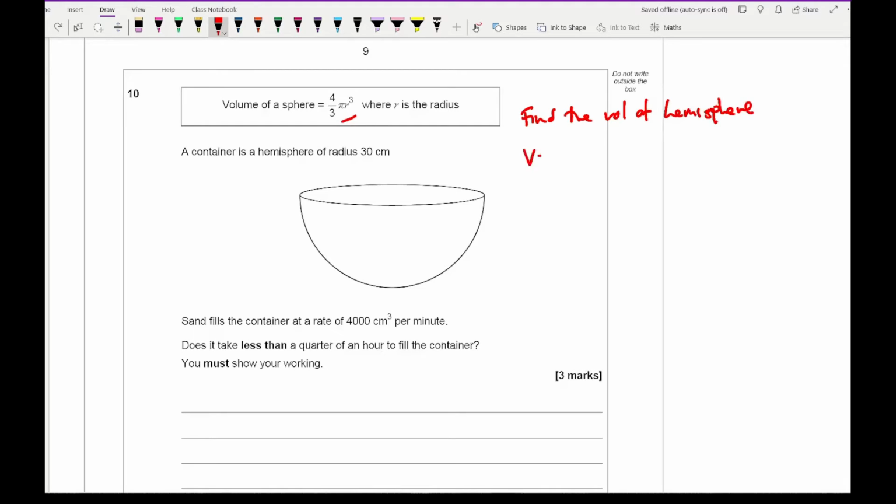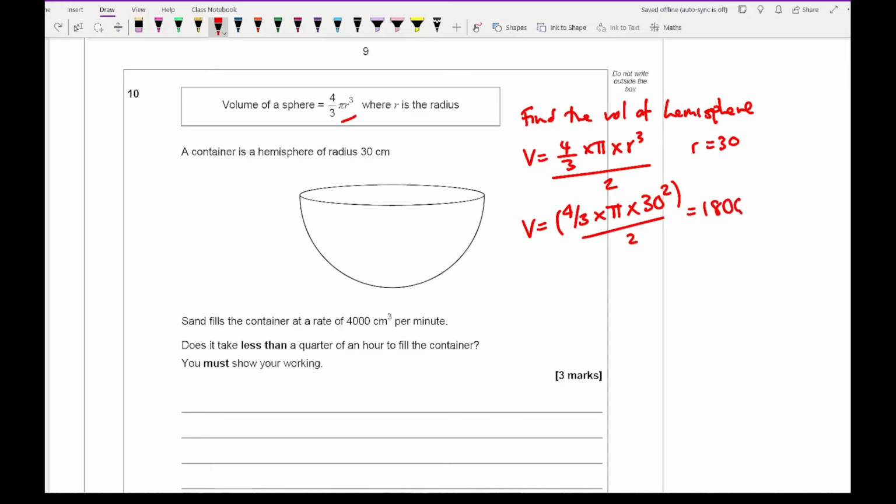So that's going to be V equals 4/3 times pi times r cubed, all divided by 2. And we know that r equals 30. So if I type that all into my calculator, maybe using brackets, so I've got 4/3 times pi times 30 cubed, all divided by 2, it gives me an answer of 18,000 pi.